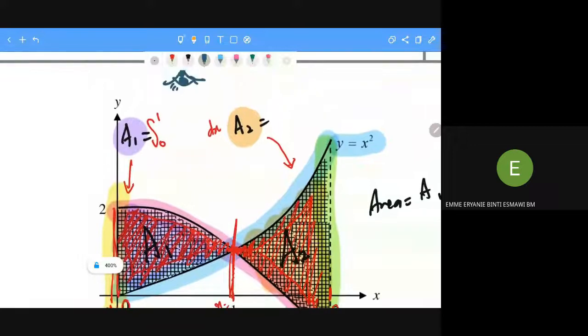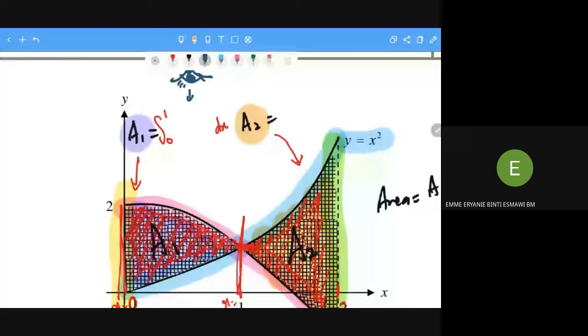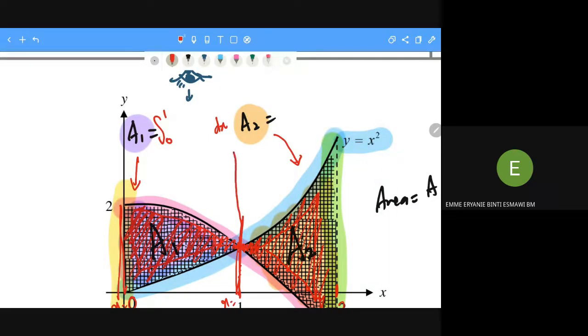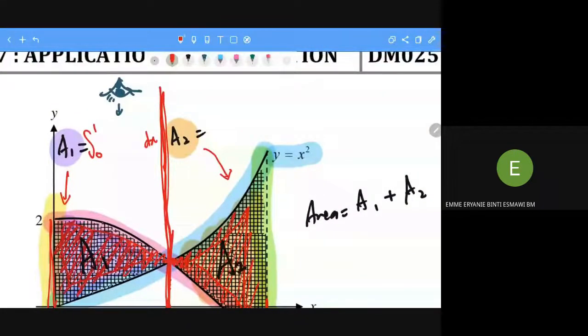Okay, so untuk tengok A1 tu kita kena tengok kat sini lah. Okay, dan dia pecahkan dekat sini. So let me draw this longer. Pecahkan oleh line merah ini yang x1. Okay, next A2. A2 pula.